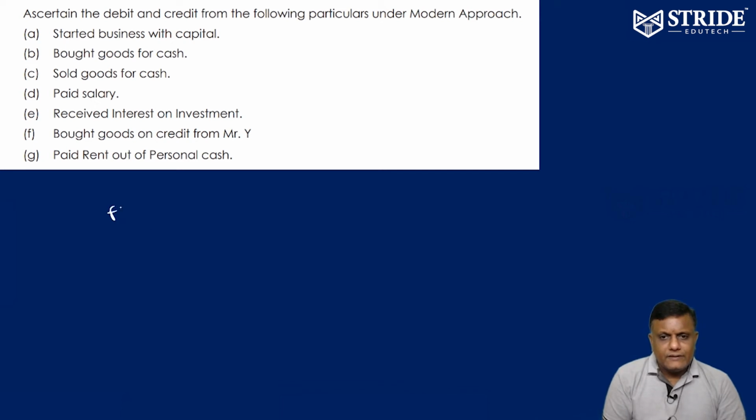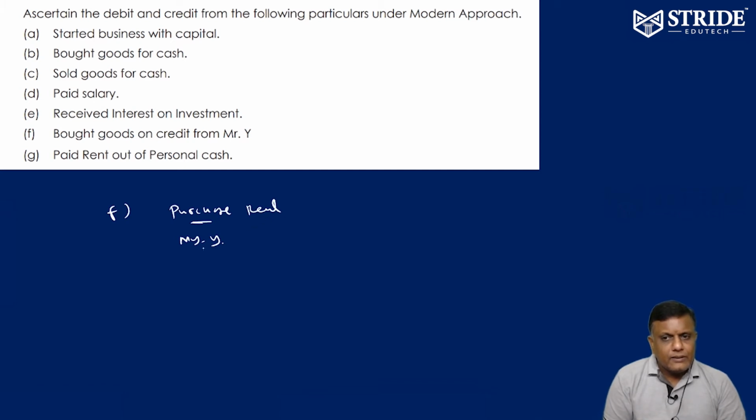Let's see F. Bought goods on credit from Mr. Y. Mr. Y is our supplier. So here there are two elements involved. One is called purchase of goods, another one is Mr. Y. Purchase is a real account. Debit what comes in.